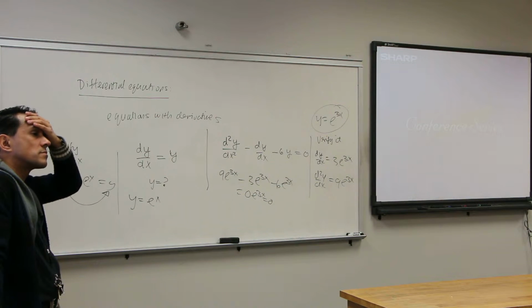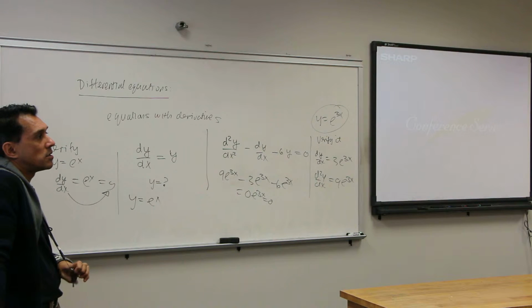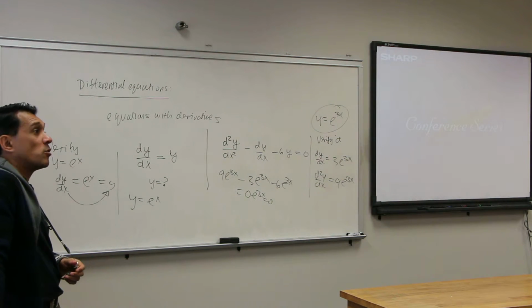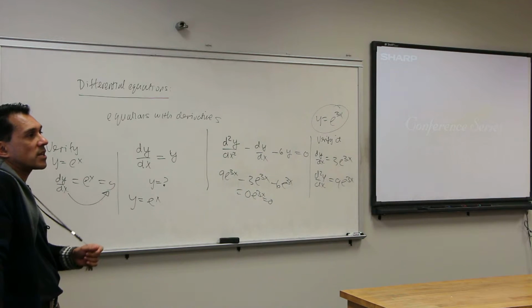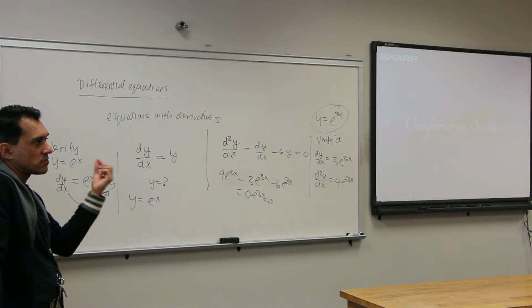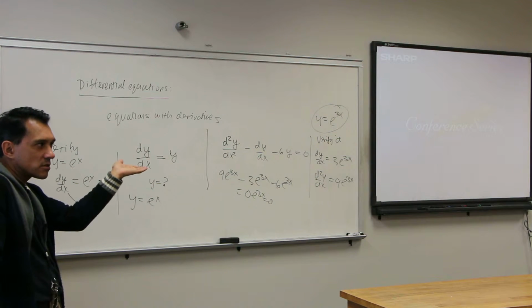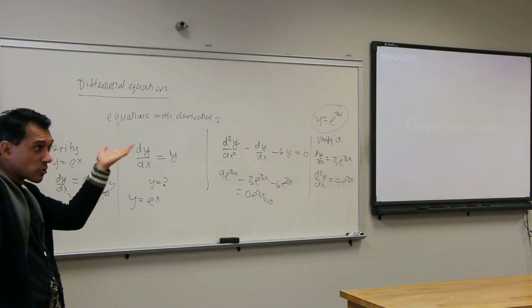They come from laws of nature. The laws of nature, nobody tells you what the law of nature is. They say, oh, you want to know how the sun is revolving around the earth? They don't tell you the function. They tell you the laws. The laws are given by how things change, and how things accelerate.